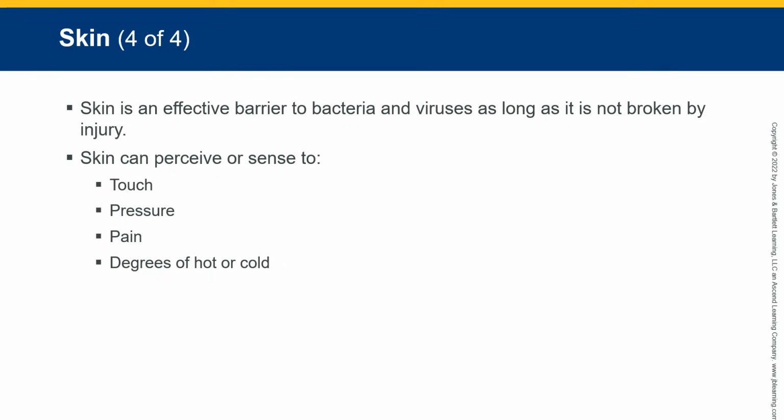Our skin, in the undamaged way, is an effective barrier against bacteria and virus, right? And so if we get stuff on us and we just wash our hands and disinfect, we're in probably good shape. But the skin is also used to perceive and sense things. I can touch things, I can feel things, I feel pressure, I can feel pain, and I can feel degrees of hot and cold based on my skin. It's the largest organ of the body.